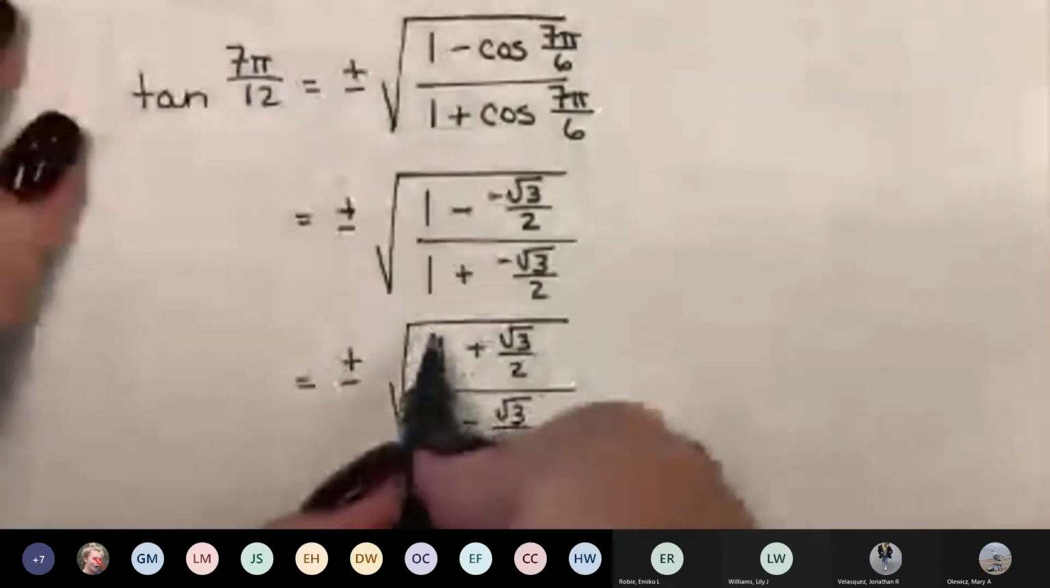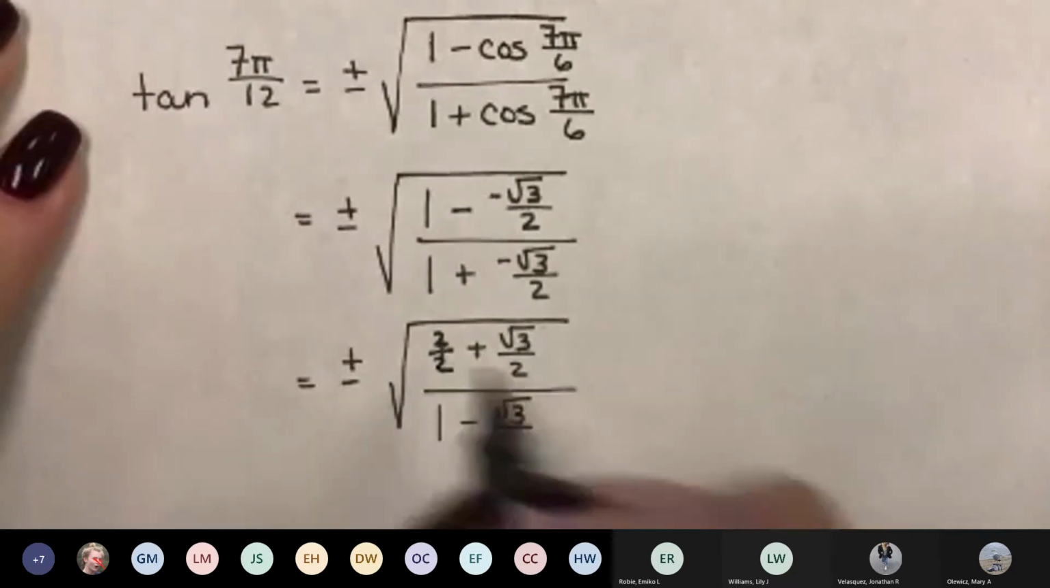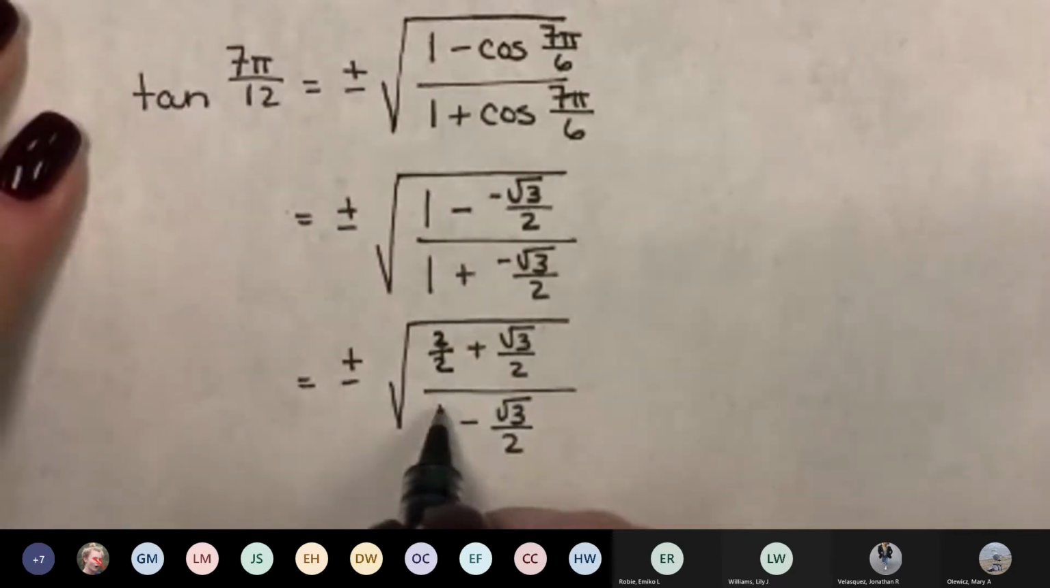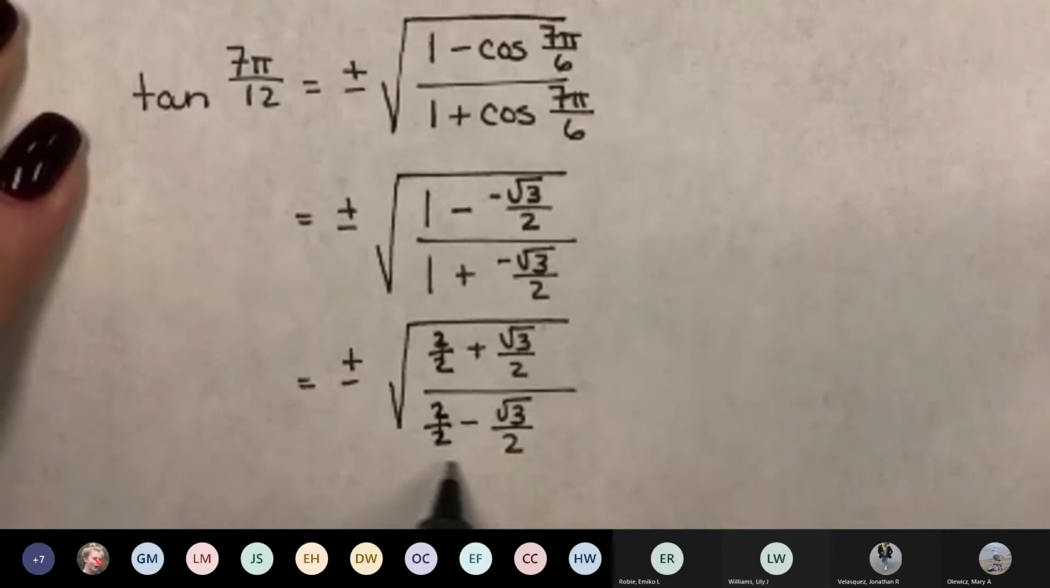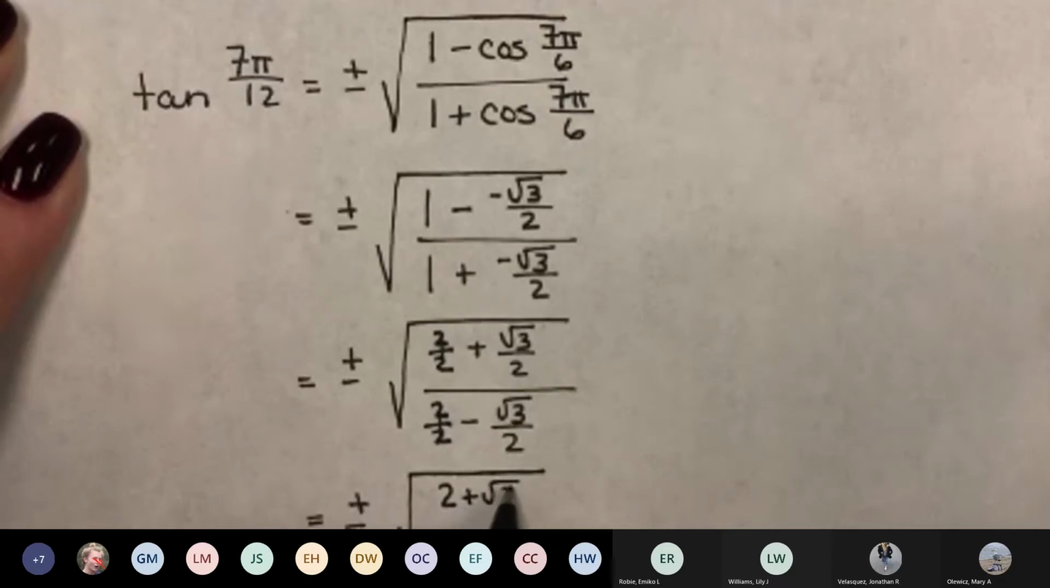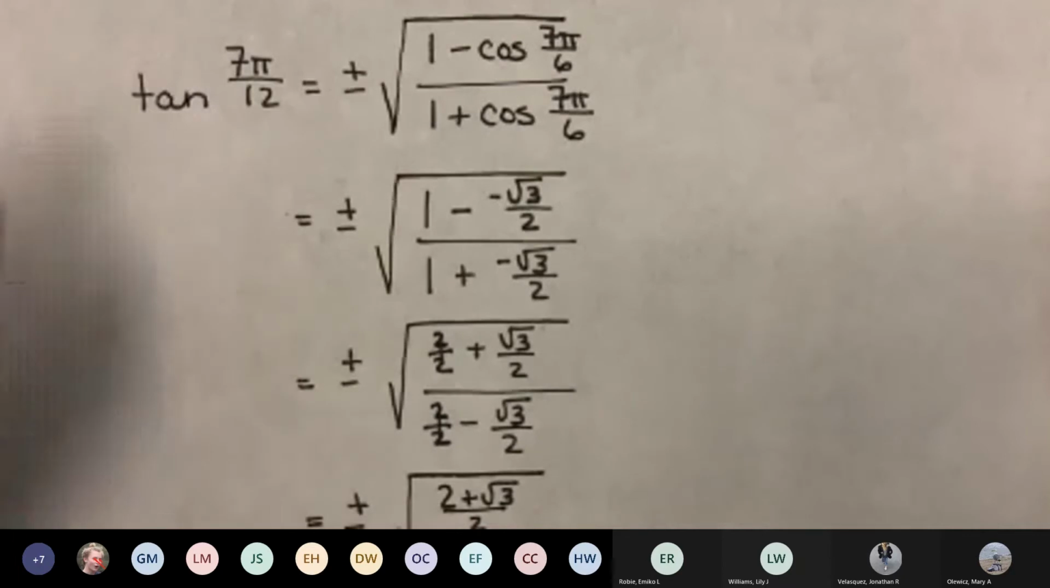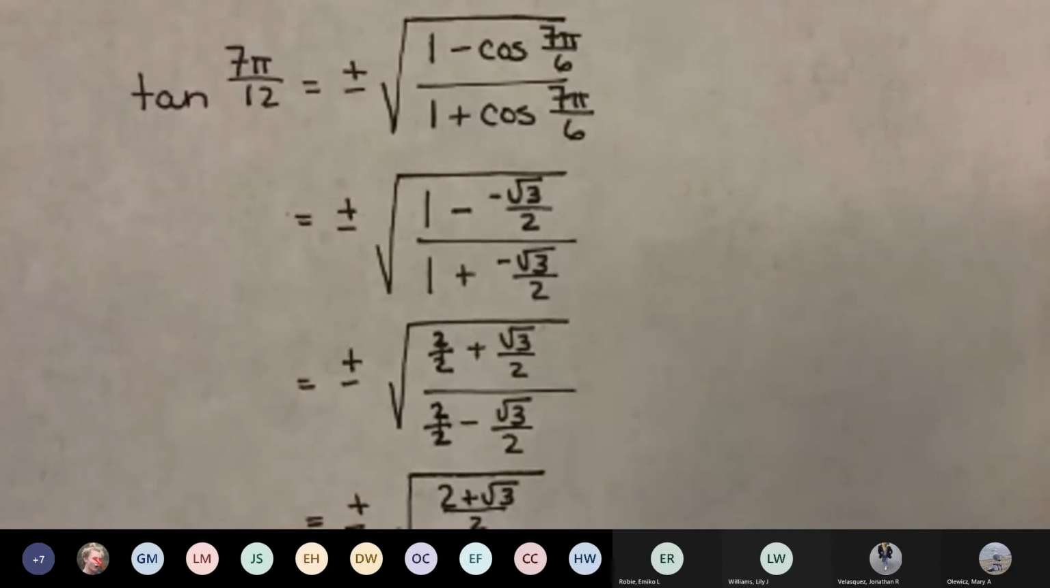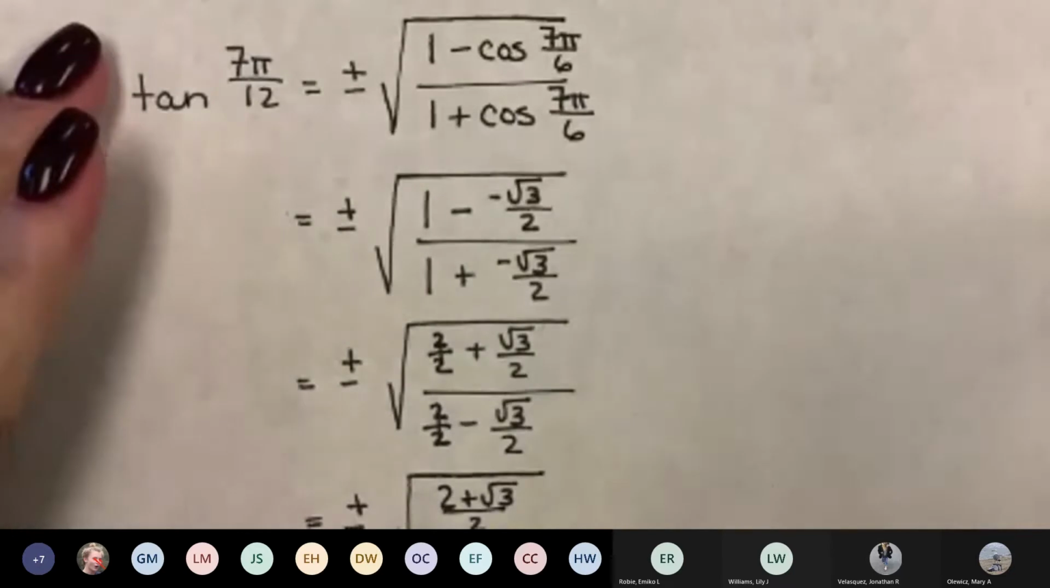Okay, rewrite your ones as 2 over 2, so your denominators match. So that means my top fraction becomes 2 plus square root of 3 over 2, and my bottom fraction is 2 minus square root of 3 over 2. So I have a fraction over a fraction in a fraction.